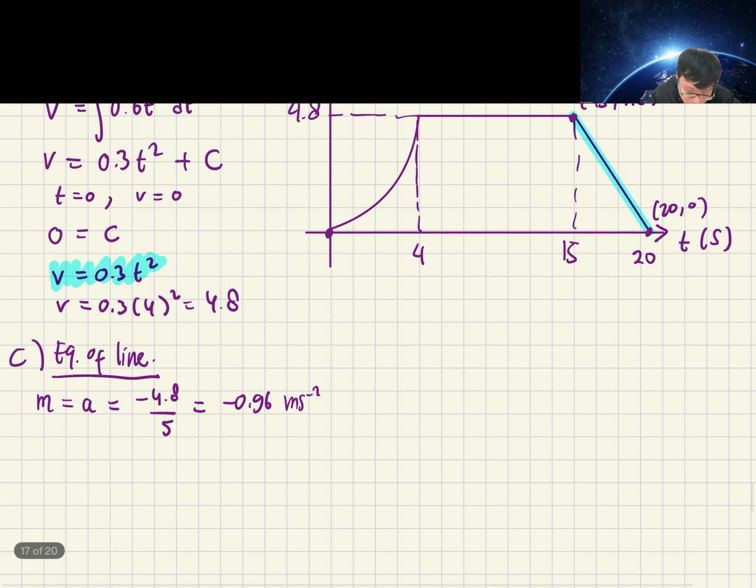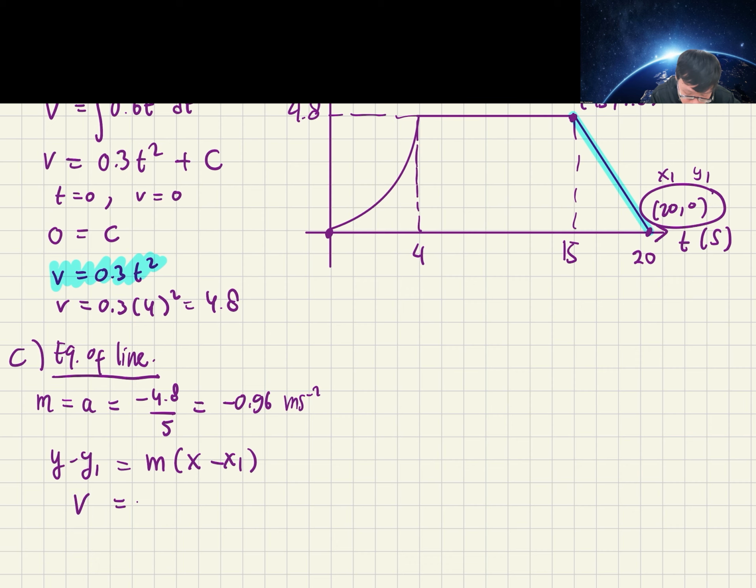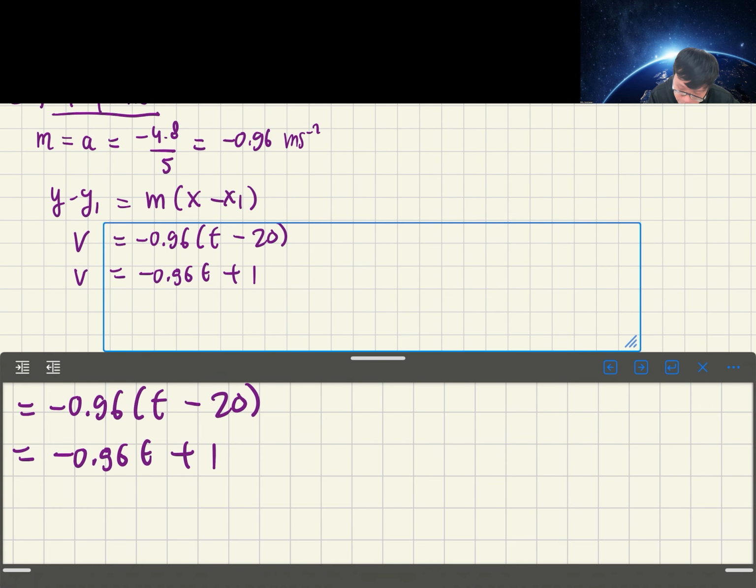And then use the equation of the line, y minus y1 equals m times x minus x1. In this case, y is v, velocity. So let's use this. This is x1, this is y1. So v minus 0 equals the gradient, minus 0.96, times x, in this case t, minus x1, which is 20. So you will get v equals minus 0.96t plus 19.2.